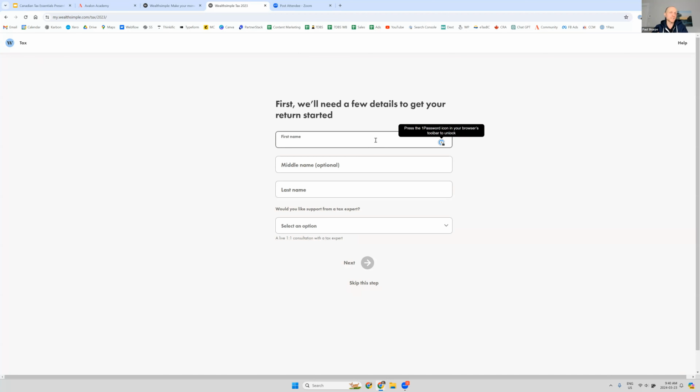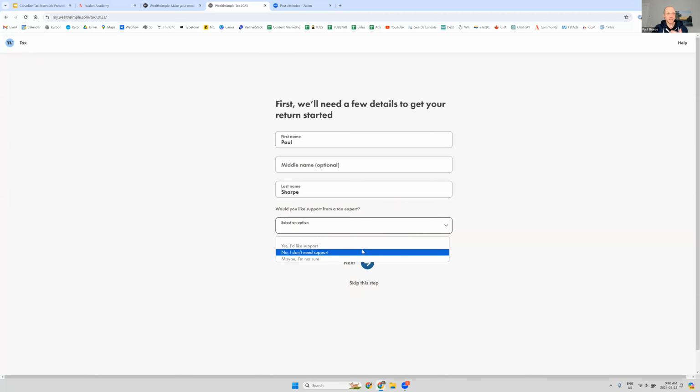So the actual tax return has started, and it's going to ask us some questions. So I'll put my name, and it's going to ask you if you want support from a tax expert. This is a service that they say you can pay for. I'm going to say no. I feel like I am that tax expert. So I'll say, no, I don't need support.